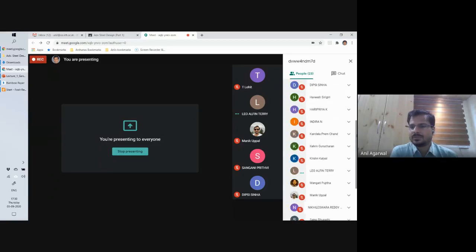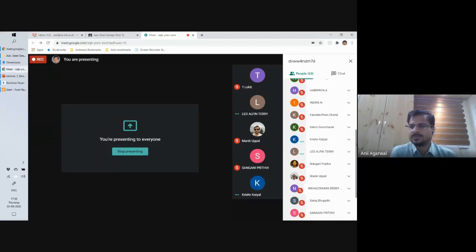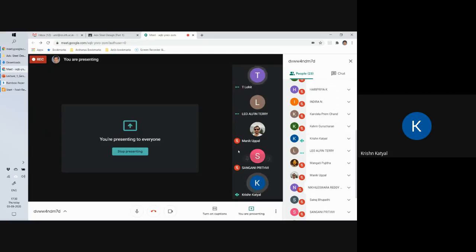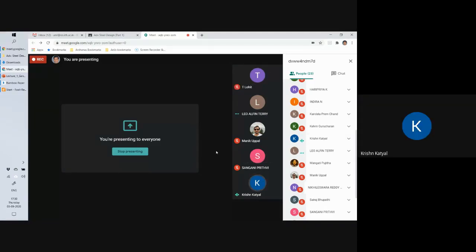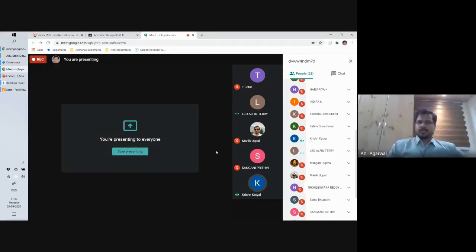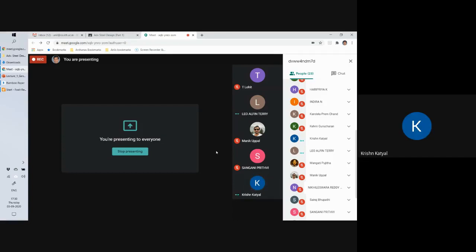Okay, you have something to ask. Krishna Katyal, tell me. One of the things you mentioned was about bridges, that after some span length you usually start going for steel structures rather than concrete. Can you elaborate what you meant by that? What span, and how does it affect?